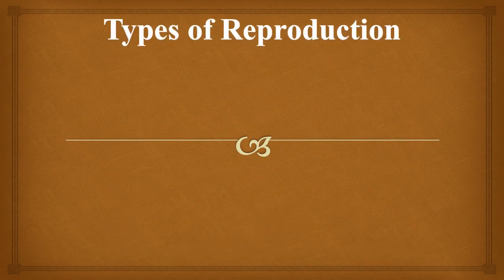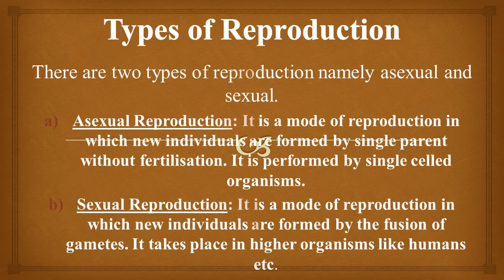Next, coming to the types of reproduction. We already know that there are two major types of reproduction. What are those? They are sexual reproduction and asexual reproduction. As the name indicates, asexual reproduction means there is no involvement of any sex. Here there is involvement of only one parent. So from that a new organism is going to be formed without the process called fertilization, and it is formed by single-celled organisms.